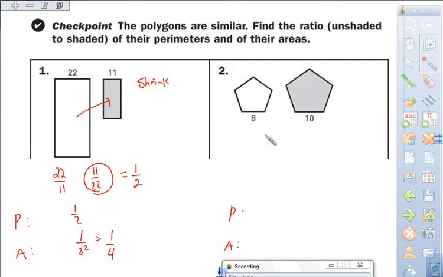Number 2, we are going from unshaded to shaded. So this is an enlargement. So I need to get bigger. So 8 times some number has to make us bigger. So that means we're working with 10 over 8 versus 8 over 10. So I get 5/4 for the ratio of my sides. So the ratio of my perimeters is the same. And then to get my areas, I take 5/4 and I square them. And I get 25 to 16.